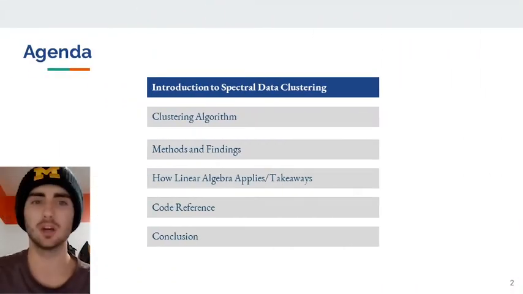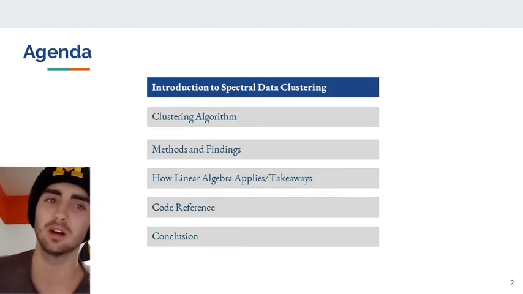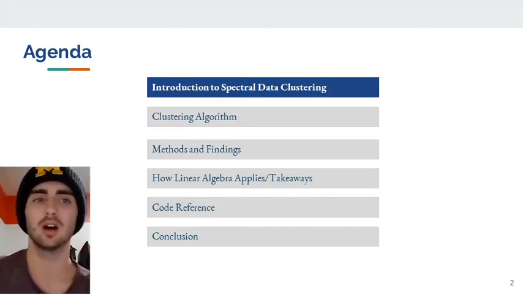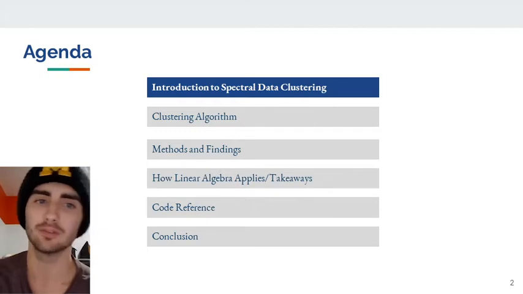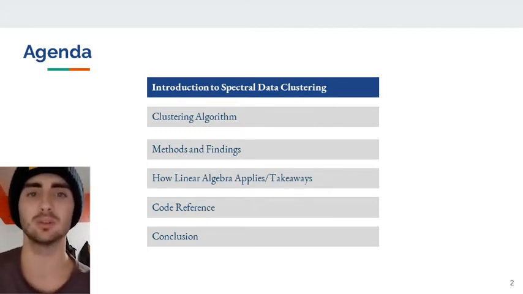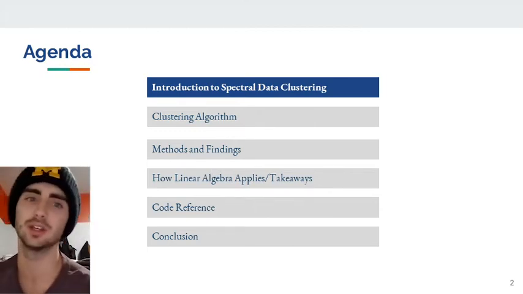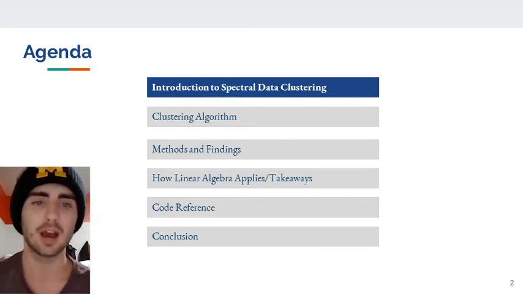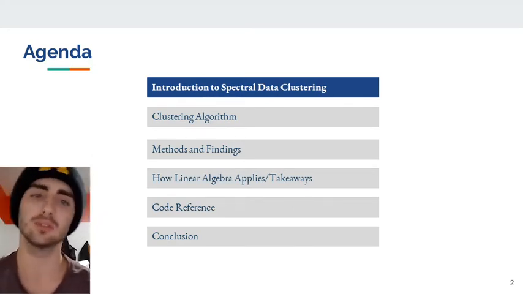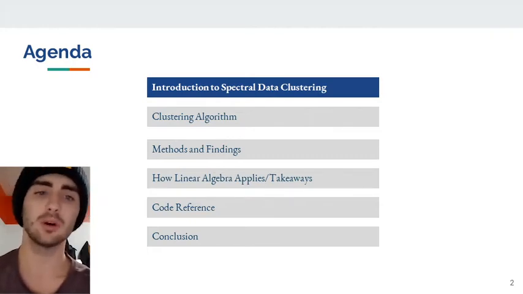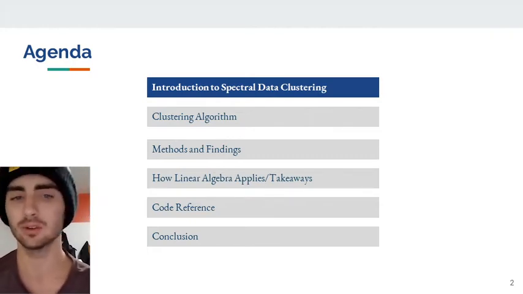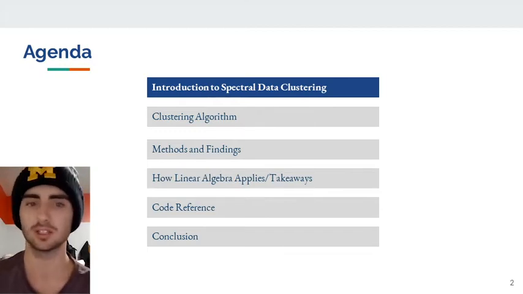Before we jump in, we're going to go over the agenda of what we're covering throughout this presentation. First and foremost, we're going to go through an introduction to what spectral data clustering actually is. We'll follow that with clustering algorithms and how we came up with all of the data. Thirdly, we'll go through the methods and the findings, and the process of how we broke this whole project down.